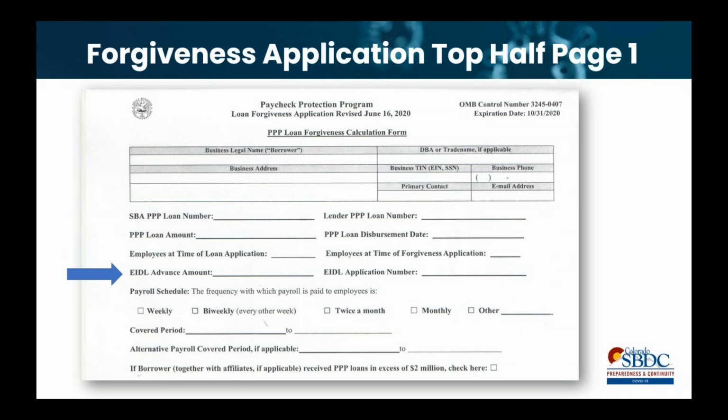If we received an idle advance amount, we will enter it in this line. We will enter our covered period or alternative covered period here. We've gone over this, so it's old hat for us by now.